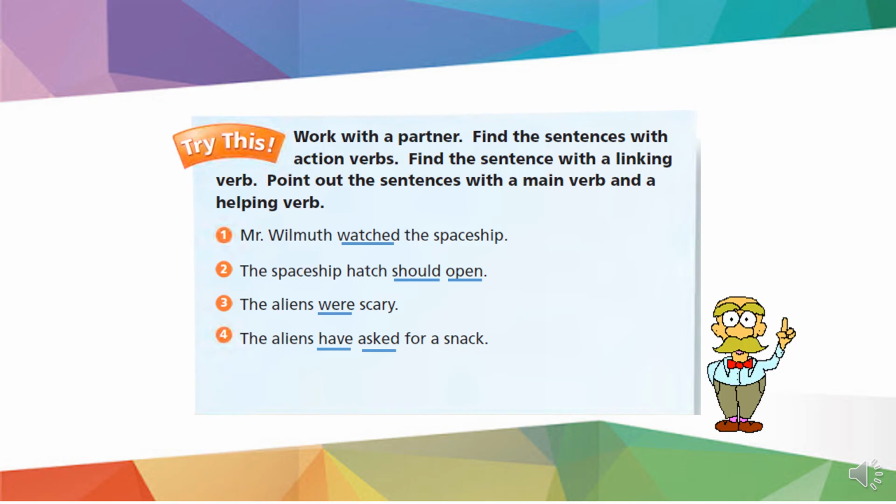Now let's look at the answers. Okay, so in number 1, your action verb is watched. So it is expressed in the past tense. For number 2, you have the helping verb should and the main verb open. So you see how the meaning of the main verb slightly changed because of the presence of the helping verb should. Okay, it's like you're saying that the spaceship hatch opening is a requirement, meaning it must be done.